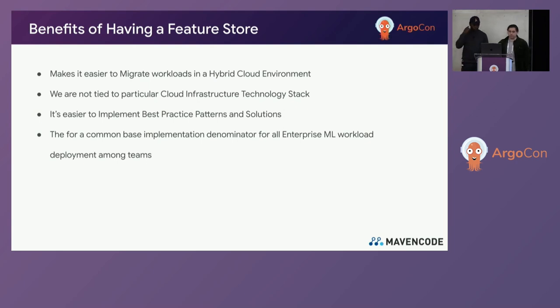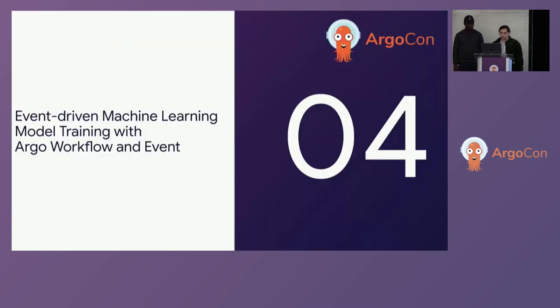The benefits of having a feature store: it makes it easier to migrate the workflows. We're not tied to any particular cloud provider. And in general, it gives a common data lake for any machine learning engineer to come in and build a model on.